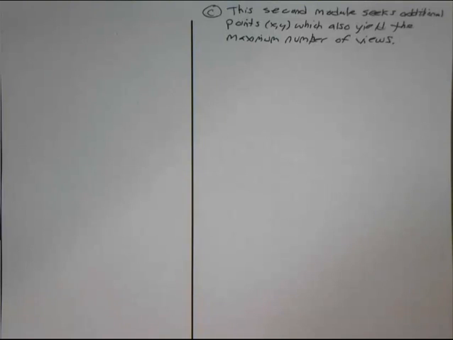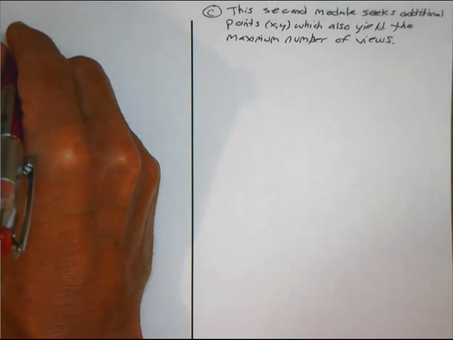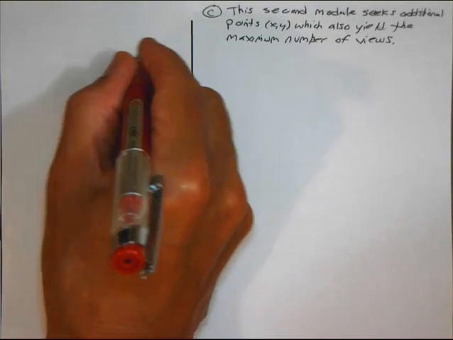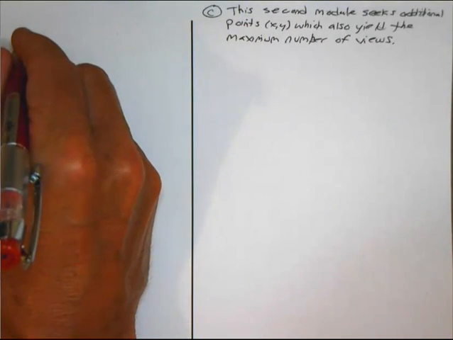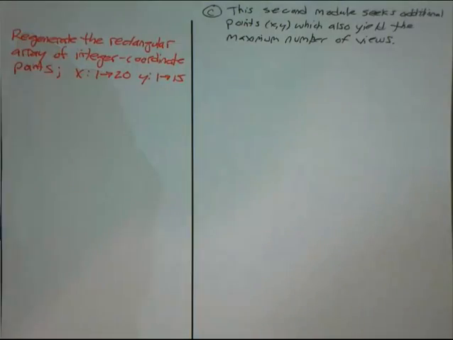Basically we're going to process through the domain again and make a note of points which also yield the maximum profit. Our first step here will be to create the domain again. So firstly we regenerate the rectangular array of points XY, where X goes from 1 to 20 and Y goes from 1 to 15. What's the source code for this?